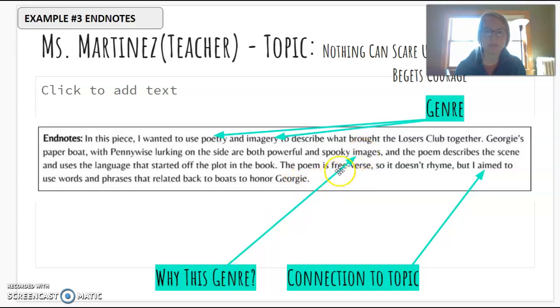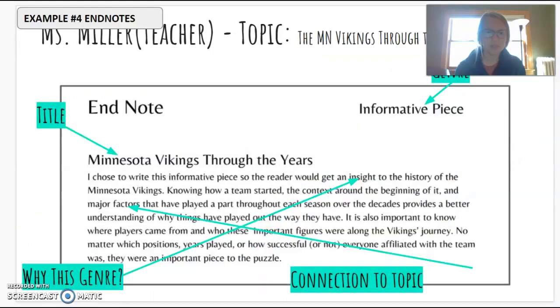So why did she use this genre? What genre is she using? She's using poetry in order to show powerful and spooky images. And how does it connect to her topic overall, her topic of friendship and courage? Okay, here's Miss Miller's. I'm not going to read this one, but you can if you want.